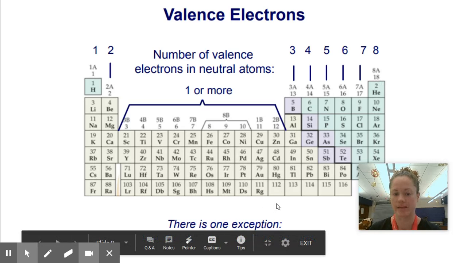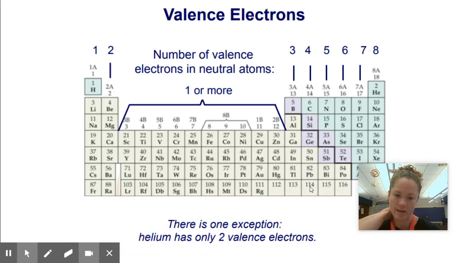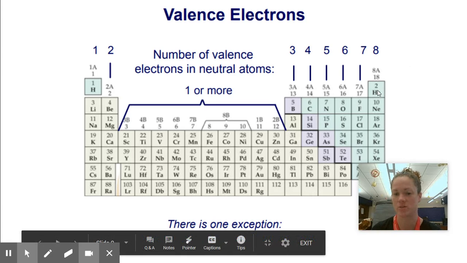And like I said before, helium is the only exception to the rule of 8 because helium only has 2 valence electrons, but its first shell is full. So its last shell, really. It's first and last because it only has 1 ring. So it's full. So helium is happy with just having those 2. It's stable.